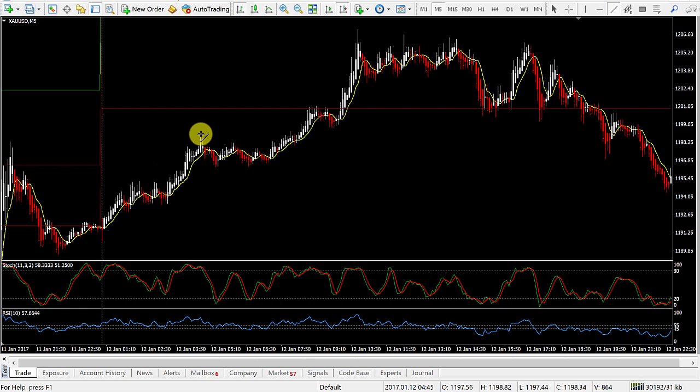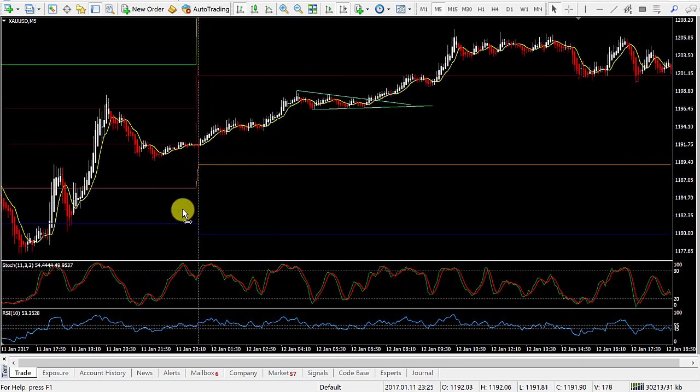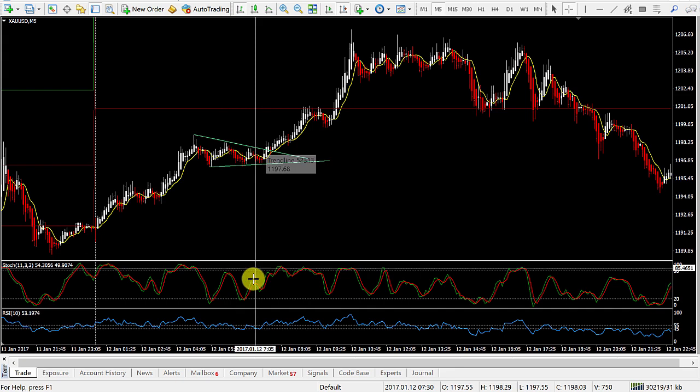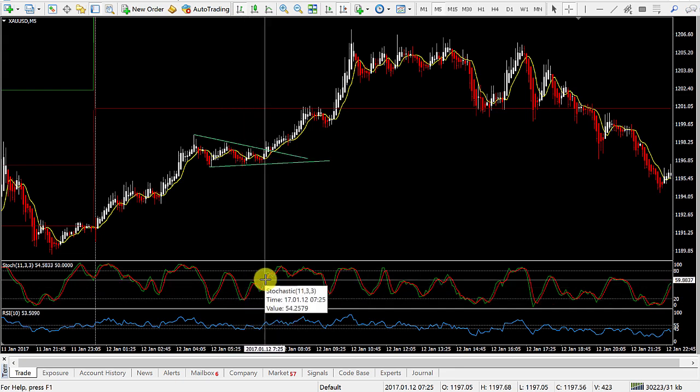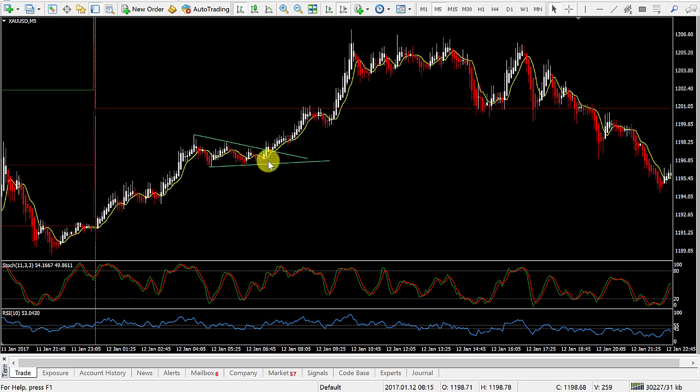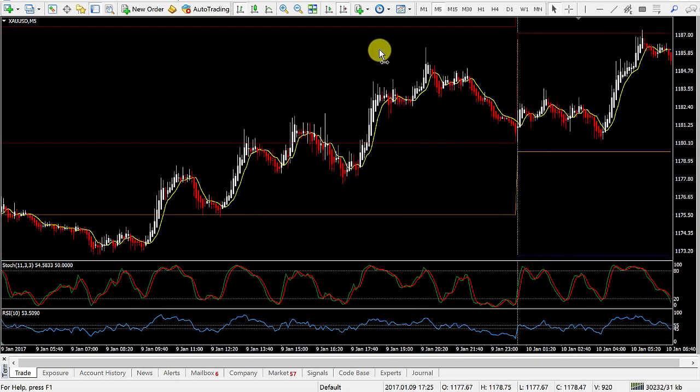Here we have another condensing triangle. If they happen within a strong trend and the other factors play as well, like here we got a 1, 2, 3 and a break above this trend line, then usually I will join. Let's see what else we got.